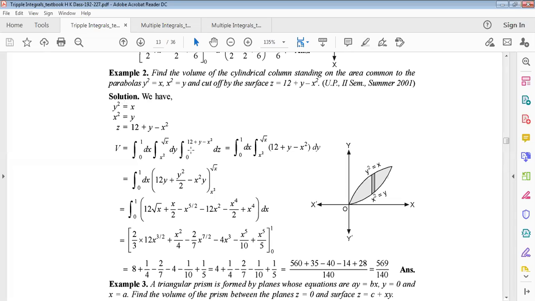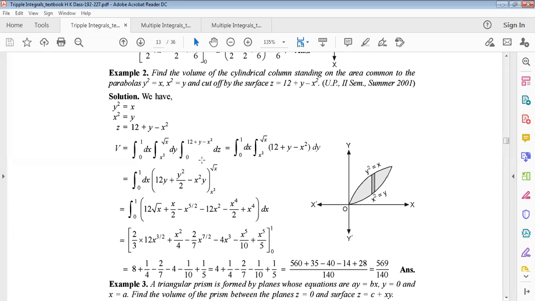Now what will the z limits be? Actually, the whole region starts from the origin, so the z limits will start from 0 up to 12 plus y minus x square. This is given. Now we are finding this, with x limit dx, y limit dy and z limit dz.